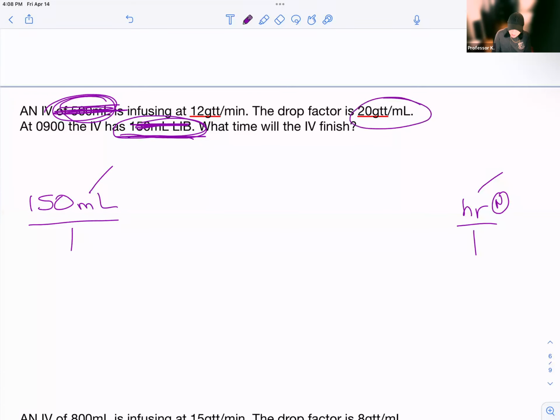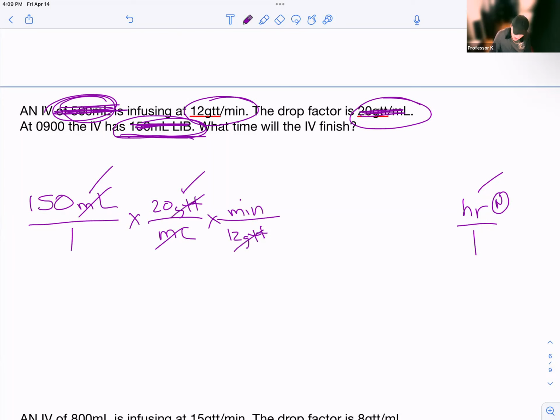In my problem, I have 20 drops per milliliter. And when I use this, it lets me get rid of milliliter. Now I have to get rid of drop. I go to my problem. There are 12 drops every minute. 12 drops per minute. That allows me to get rid of drops. Now, how do I convert minute to hour? I know this one. 1 hour is 60 minutes. It allows me to get rid of minutes and it keeps hour in the numerator. So I look at it, everything that I don't need is crossed off and I have what I need, hour. Beautiful. So I'm ready to solve.